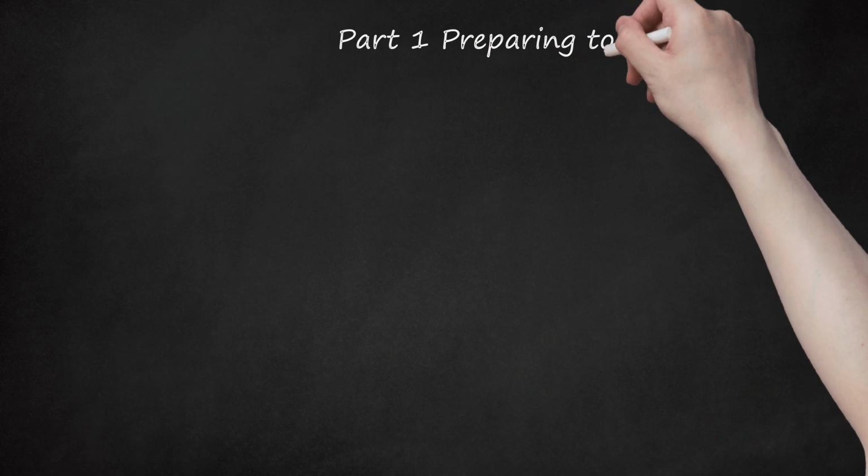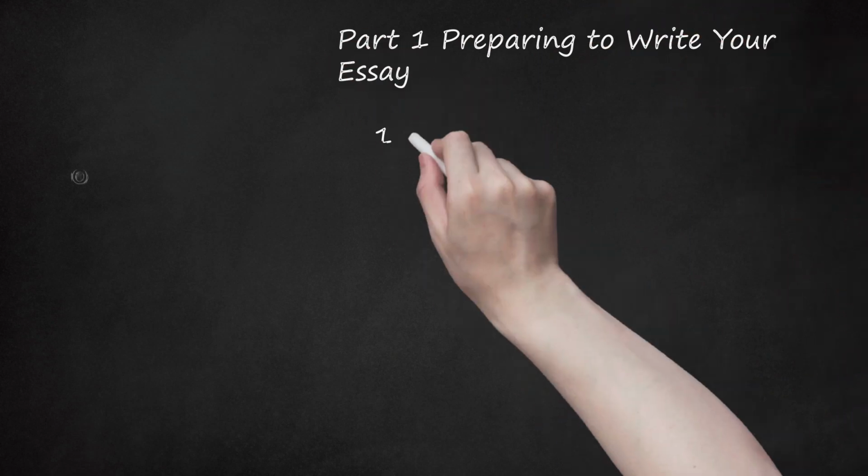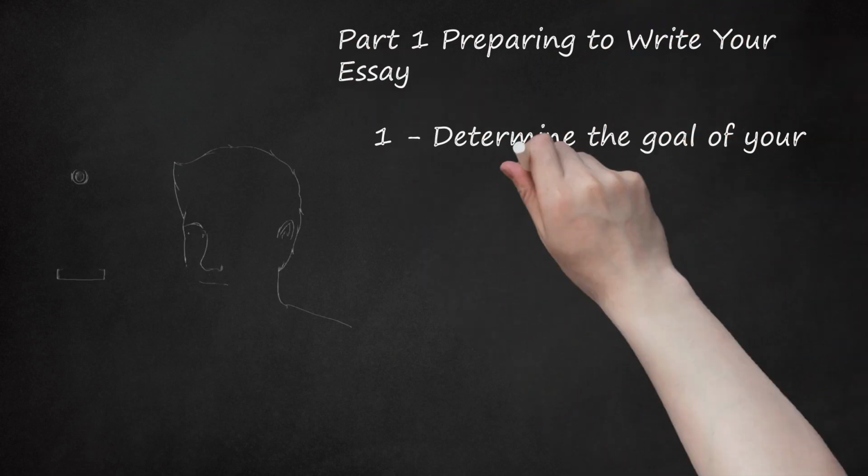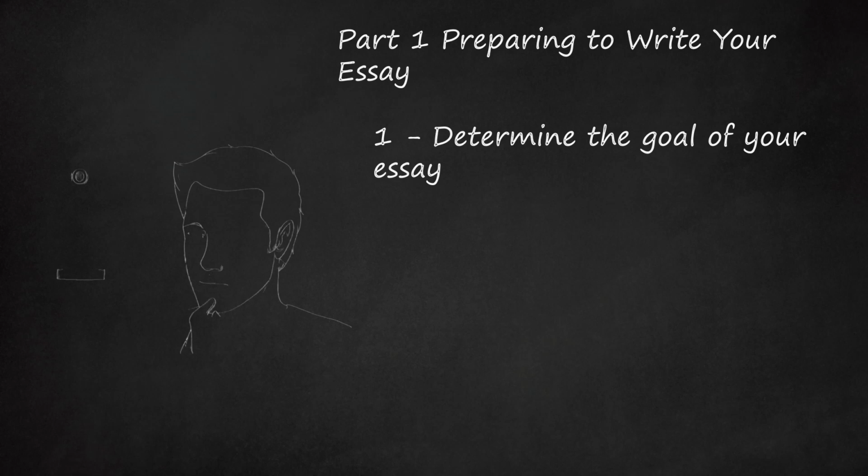Part 1. Preparing to write your essay. 1. Determine the goal of your essay. An autobiographical essay, also called a personal narrative essay, should tell the reader about your life, personality, values and goals. The essay should tell the reader what is important to you, what your values are, and any life experiences that influence the way you experience the world.